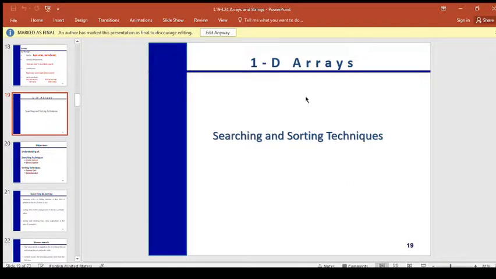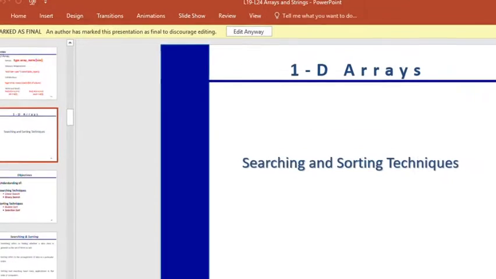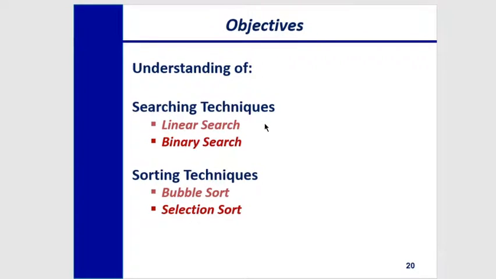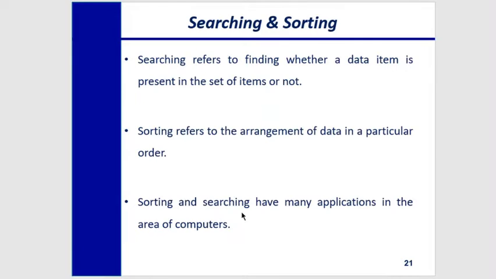So let's start with some of the searching and sorting techniques in C++. We're going to learn some searching techniques. There are mainly two types of searching techniques. The first one is linear search, the second one is binary search. And in sorting techniques we have two sorts, that is the bubble sort and the selection sort.